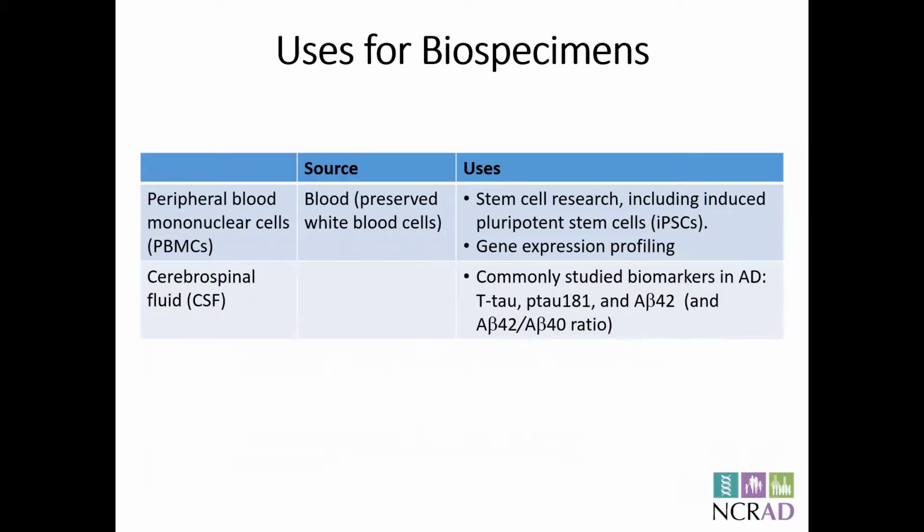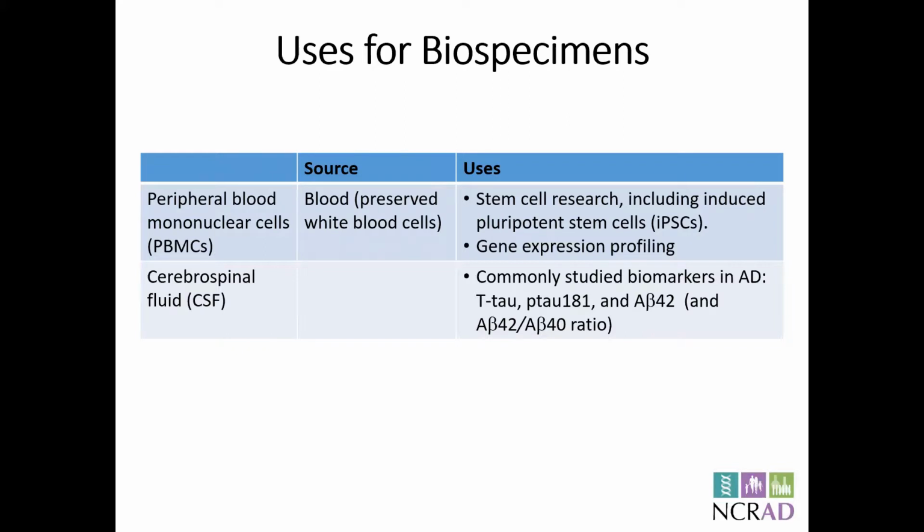Here we have two additional sample types that we bank in NCRAD. These include peripheral blood mononuclear cells, often called PBMCs. Those are obtained from blood. They're the preserved white blood cells, and they're often used in stem cell research, including the development of induced pluripotent stem cells, often called iPSCs. They can also be used for gene expression profiling.